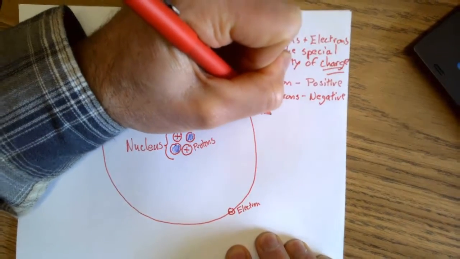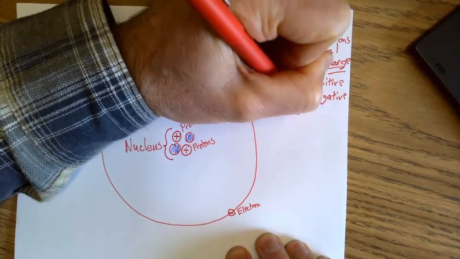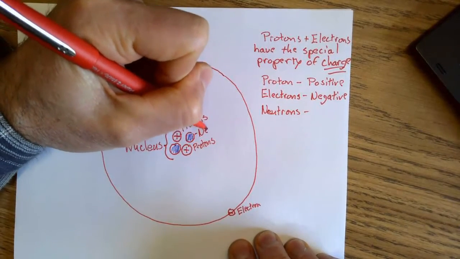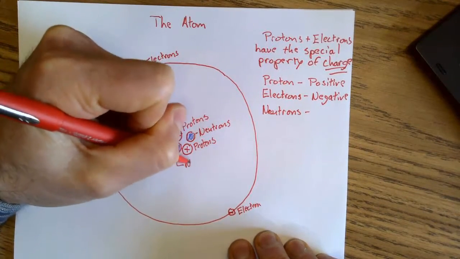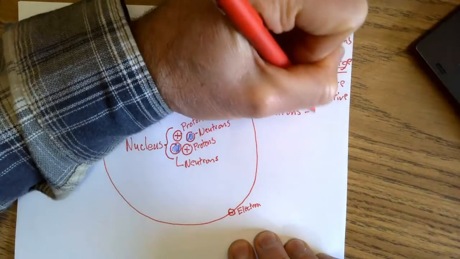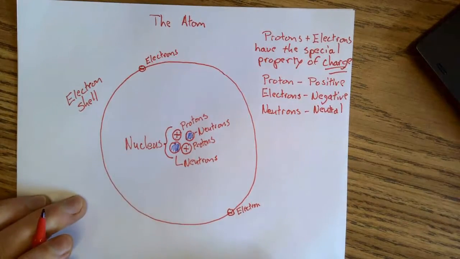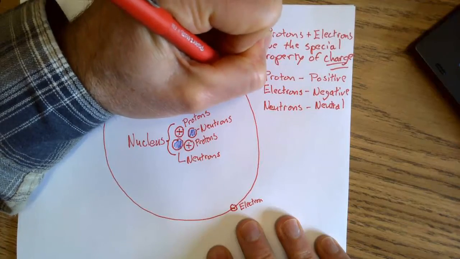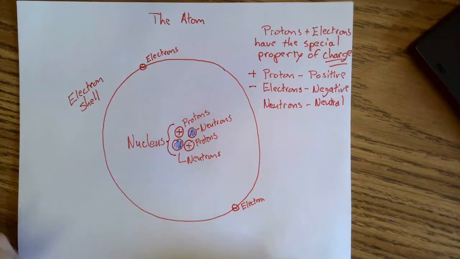And just so you know, these neutrons, the other subatomic particles I didn't label, these are neutrons. These neutrons are neutral. They have no charge. They are not positive. They are not negative. So protons are positive. Electrons are negative. Neutrons have no charge. Okay, so why are we telling you this?